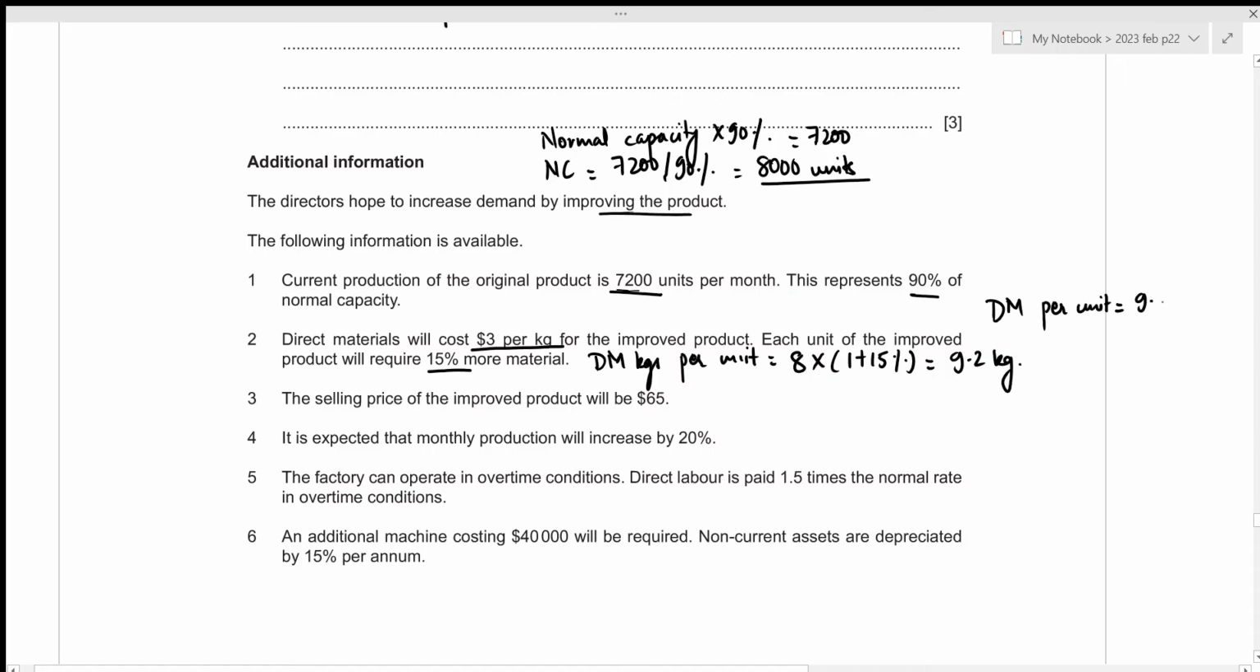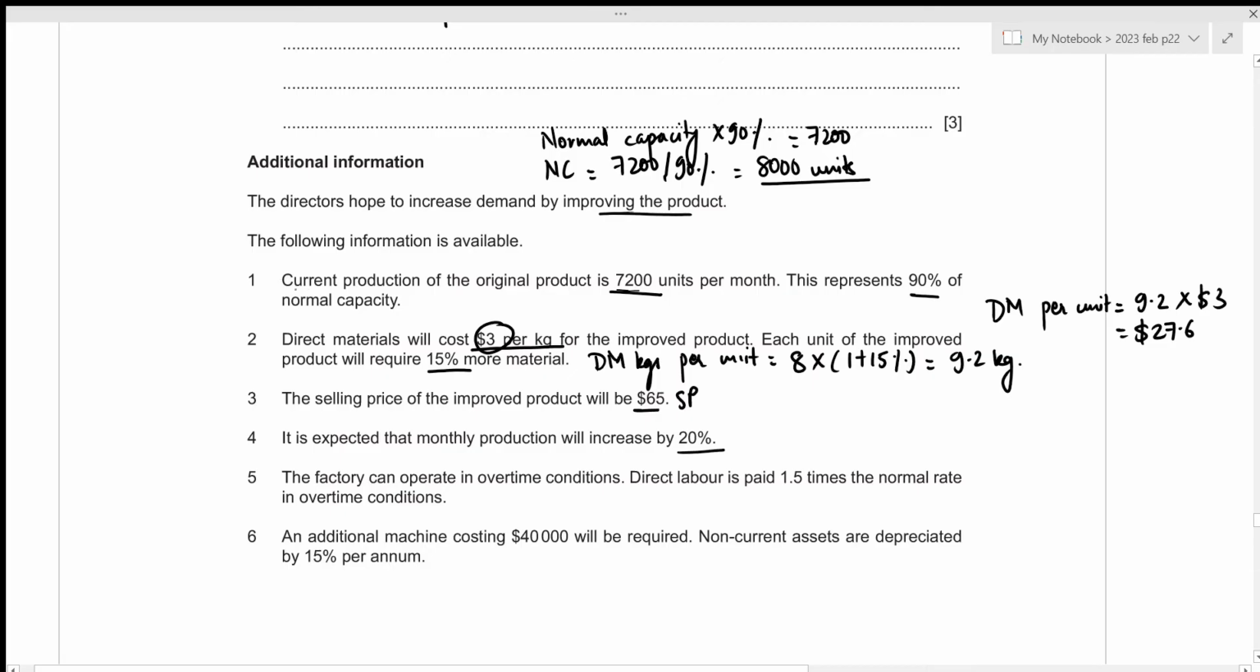That's the number of kgs per unit, which is 9.2, times our rate per kg, which is given to be 3. And this results in 27.6. Then the selling price of the improved product will be 65. That's our selling price per unit. It is expected that monthly production will increase by 20%.